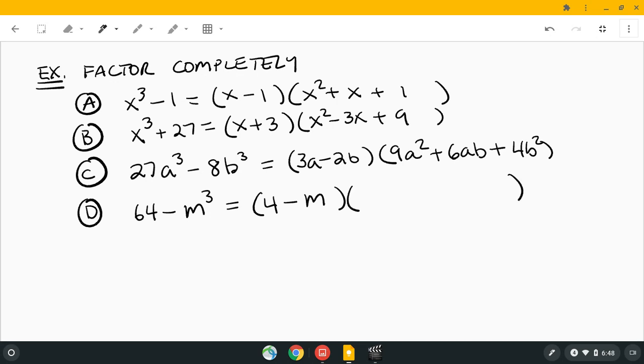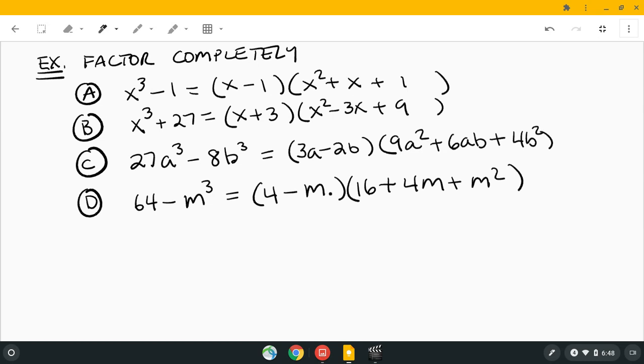All right, let's come up with our trinomial. So square this. So 4 times 4 is 16. And then plus, take their product, 4m, plus, square this, m squared. Okay, so that would be it.